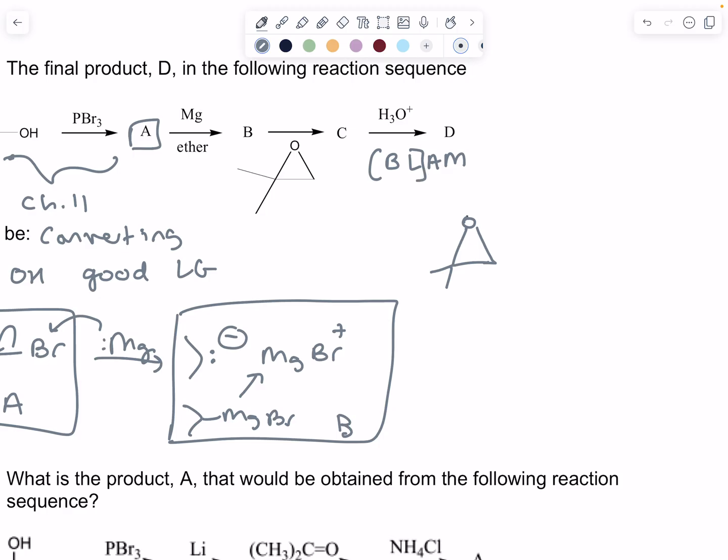So this is negatively charged. We haven't added the acid yet, so don't worry about that. We just stopped at B to C is the only thing we're looking at. So it is negative, so that means it does act as a base, and it's attracted to the less substituted side. So that's this side. And there's 2 reasons for that.